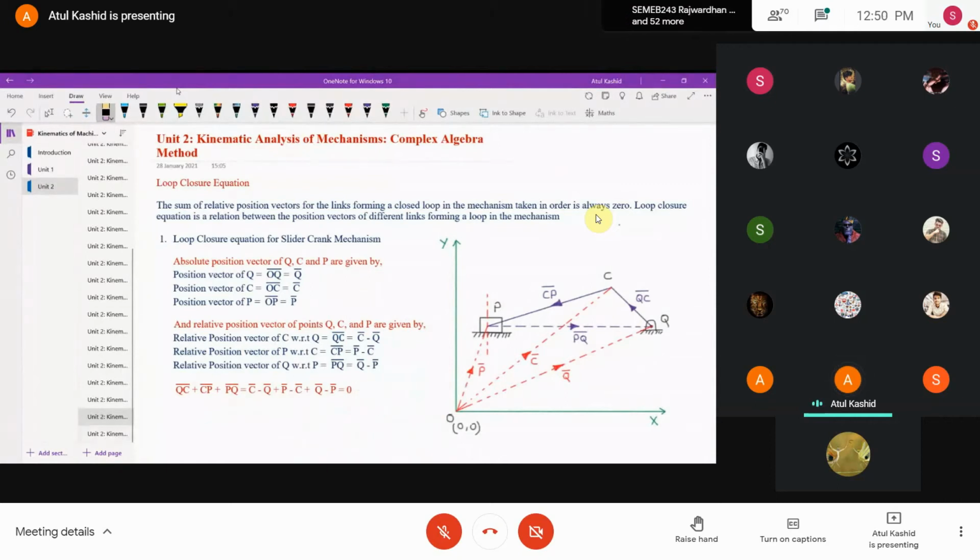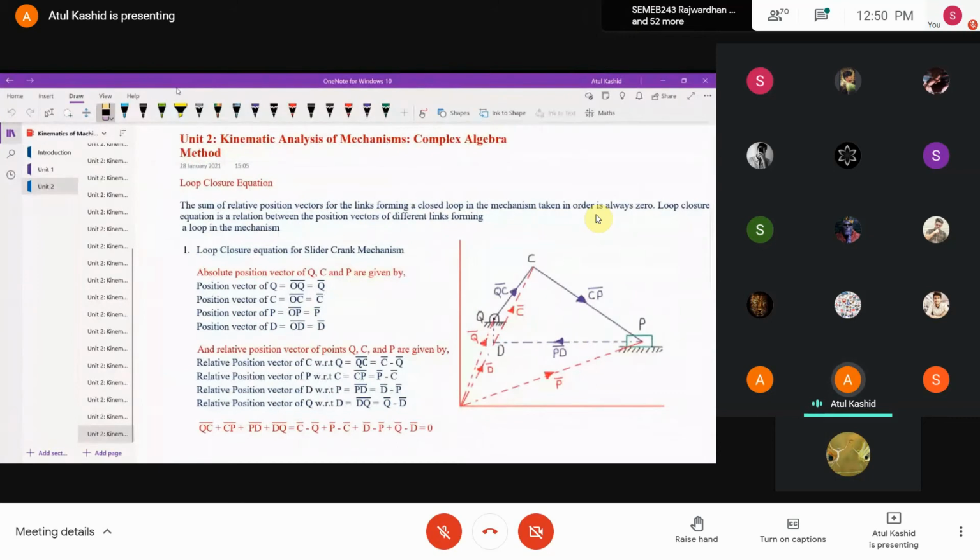And finally, we have the loop closure equation for the offset slider mechanism, right? Here you can see the slider is not in line with the point Q, right? So it is somewhat at an offset distance, right? So for this also, we can form a loop.